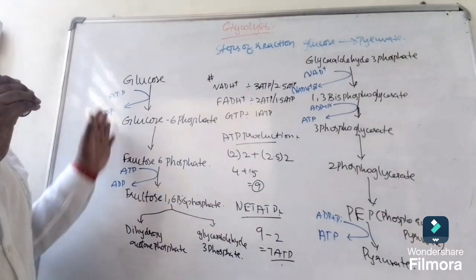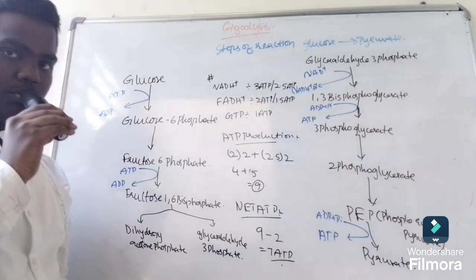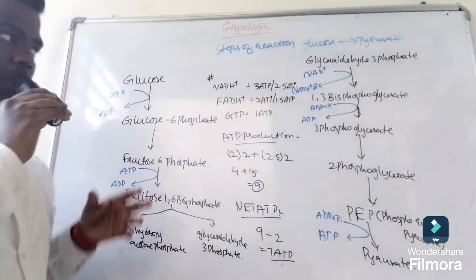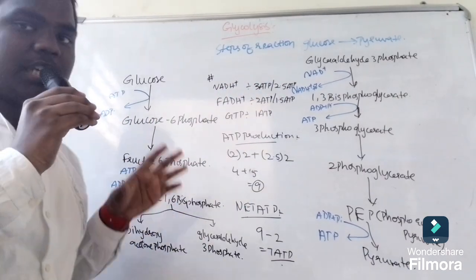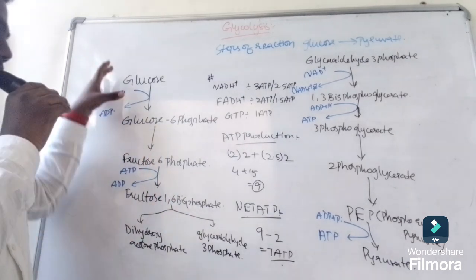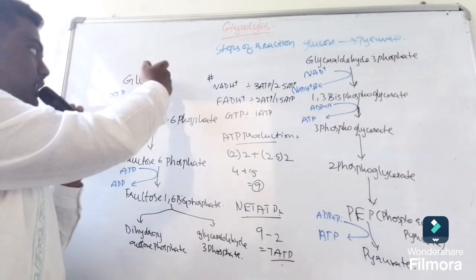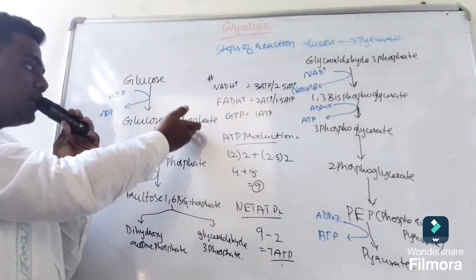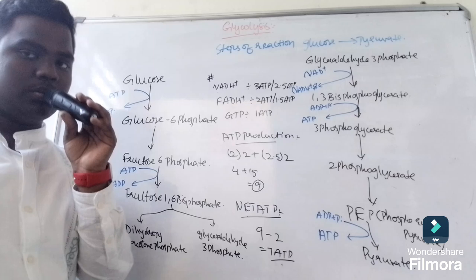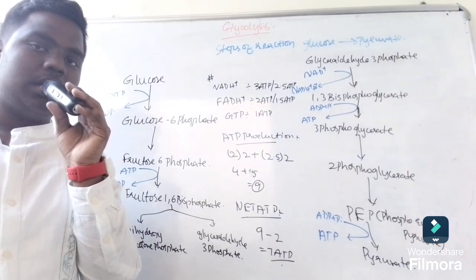So these are all the steps that are involved in glycolysis. In my next video, we will discuss the enzymes involved in converting these steps, the ones helping to convert glucose to glucose 6-phosphate, or glucose 6-phosphate to fructose 6-phosphate. We will see that in our next video.